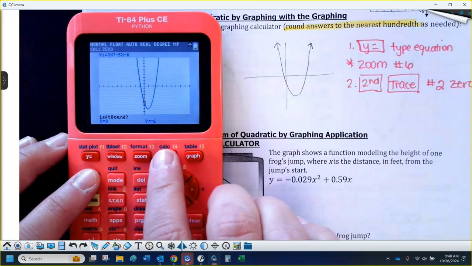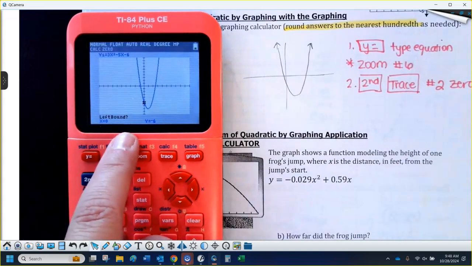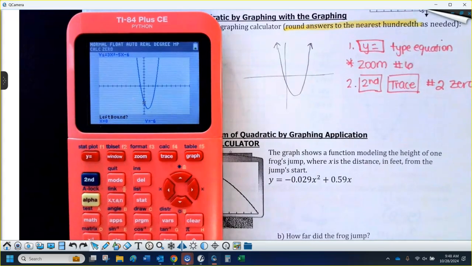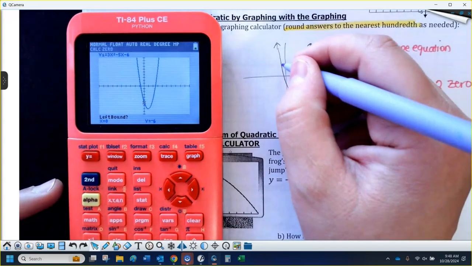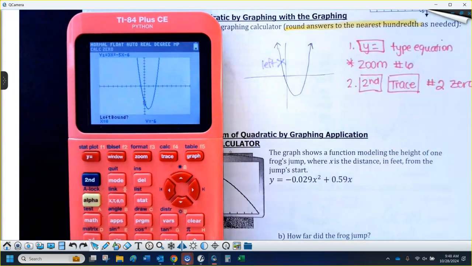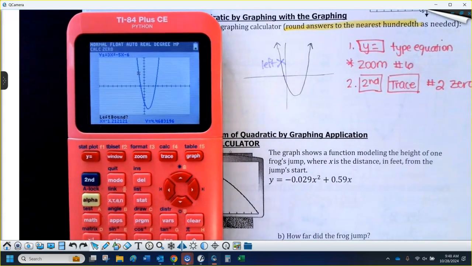Okay, now I did second trace and I picked 0. And if you look across the bottom of the screen, it says left bound. All right, I'm going to draw this on the picture so you guys can see. You have to come somewhere. I'm going to see where the 0 is. I'm going to come somewhere on the left side of that. So I'm just going to move the cursor. Really, it just needs to be above the x-axis. Just anywhere above the x-axis. And then you're going to hit enter.